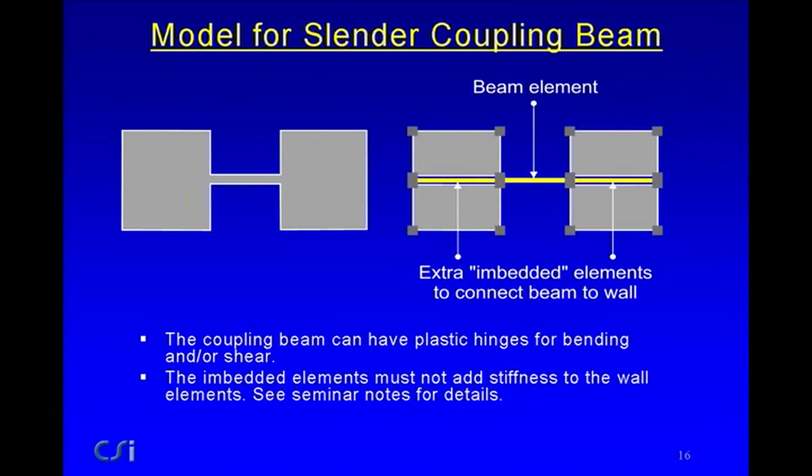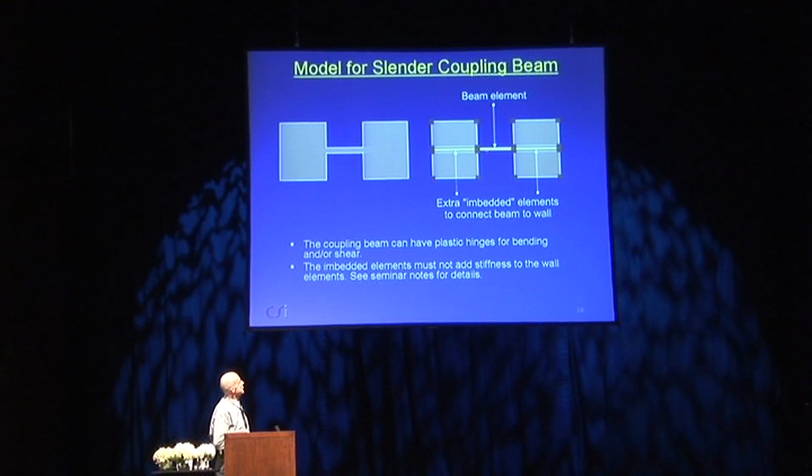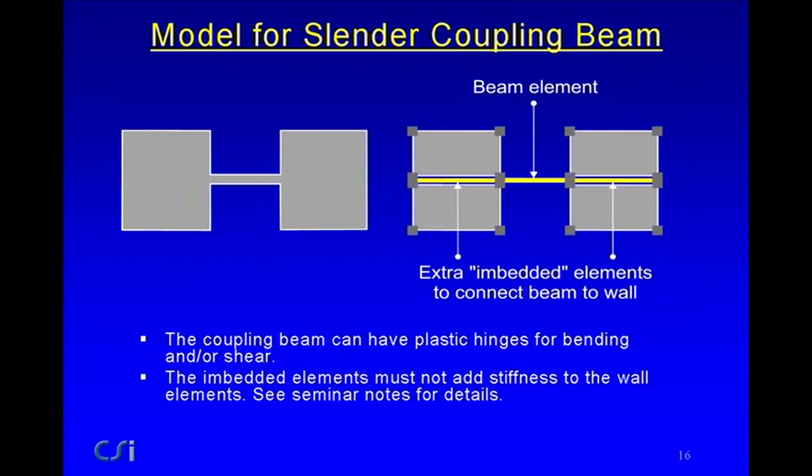Let's look at the model for a slender coupling beam. And now I'm talking about Perform, because Perform does have certain restrictions on the way you model these. This is what we're talking about, a couple of wall segments with a fairly slender beam. You would model this with a beam element. I'll talk about the details in a moment. But in order to connect this beam into the wall element, you must have some embedded beams alongside it. Otherwise, it basically is a pin connection between the beam and the wall elements. And that's just one particular detail.